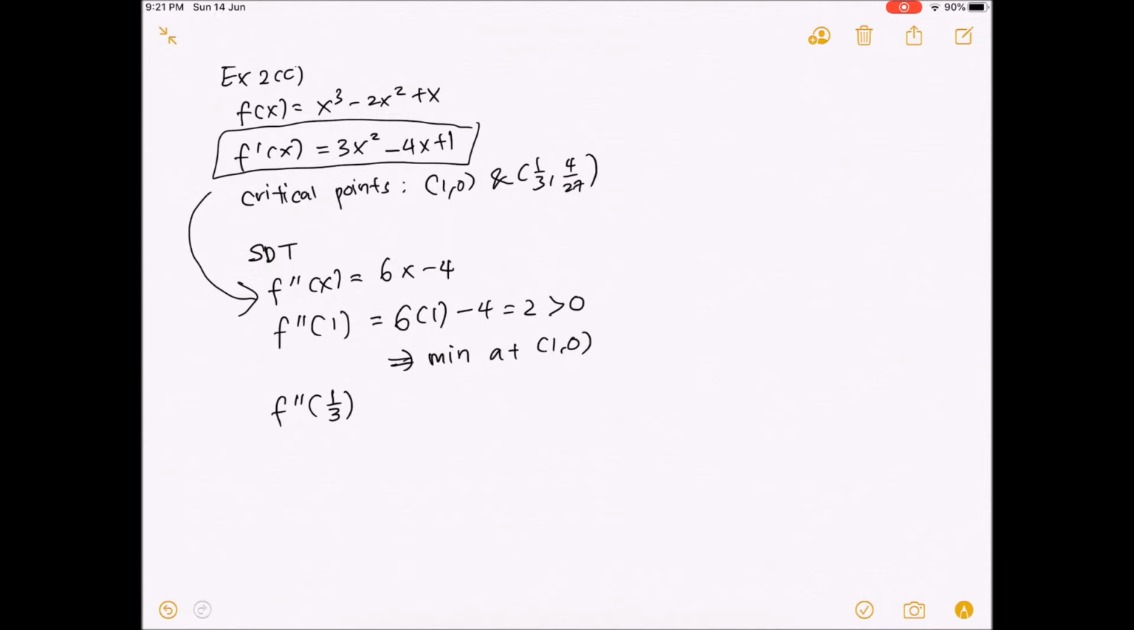So when your x equals 1/3, I will have 6 times 1/3 minus 4, which is negative 2. So negative 2 is less than 0. So via the second derivative test, this is a maximum. So we have a maximum at (1/3, 4/27).